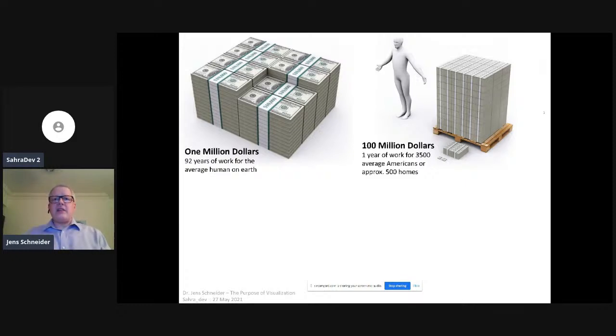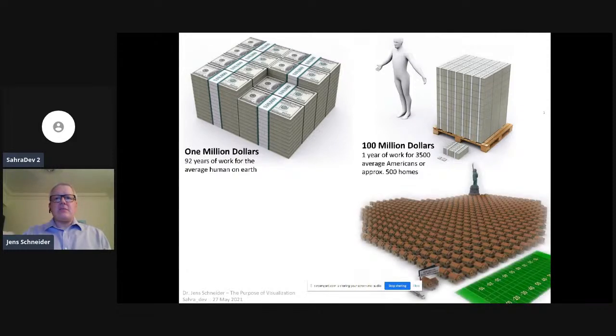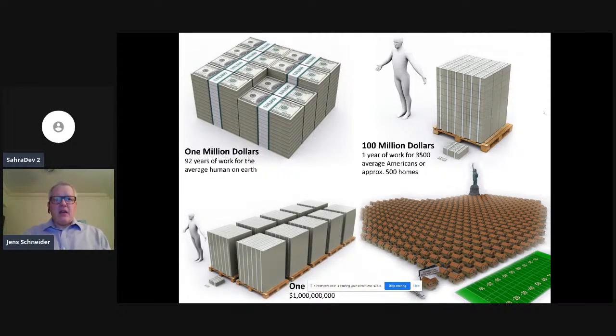$100 million then is 100 times that. So you have a nice pallet full of cash. 1 year of work for 3,500 average Americans, or approximately 500 homes. So now you can buy some substantial number of nice homes with that money. And then if you go up to the next one, then $1 billion essentially buys you a city.